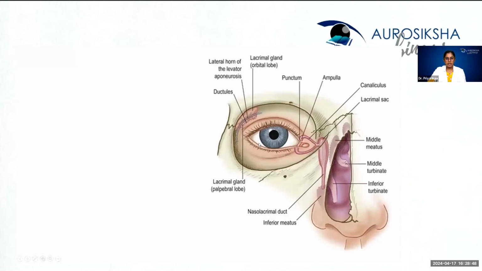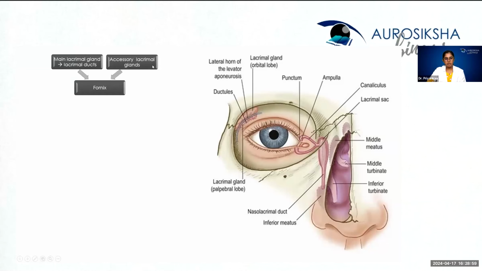So for you to recollect, tear is secreted from the main lacrimal gland and accessory lacrimal glands. From the main gland through the lacrimal ducts, it passes into the fornix. The aqueous component will come from there. And here, the mucin component will come from the conjunctiva and the lipid component will come from the eyelid meibomian glands, and all the three layers are formed which will spread over the ocular surface.